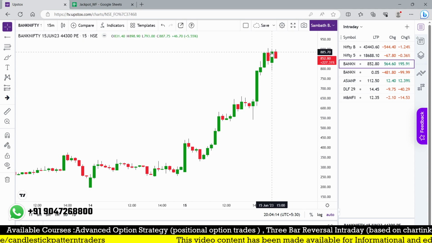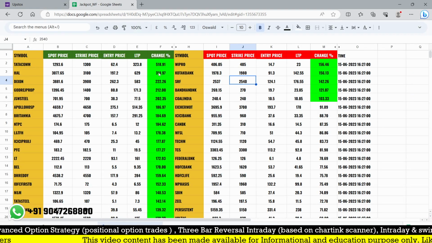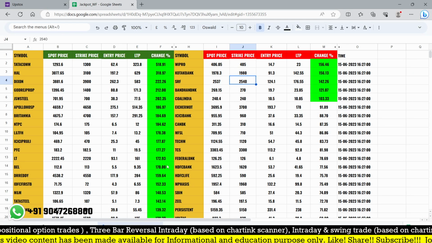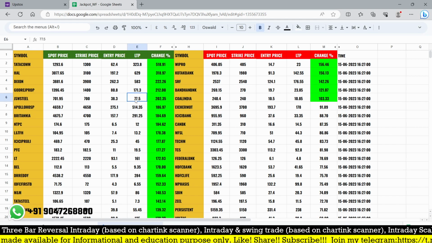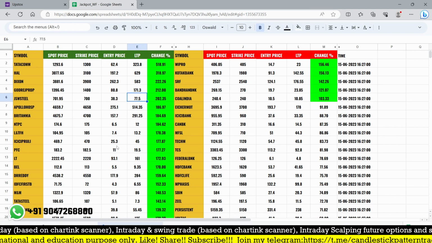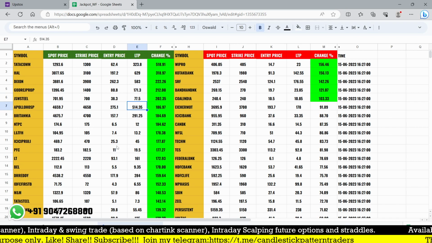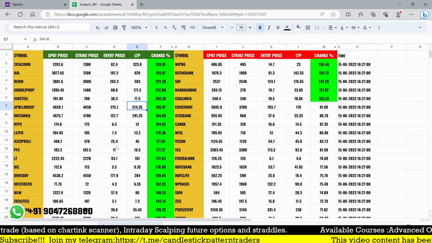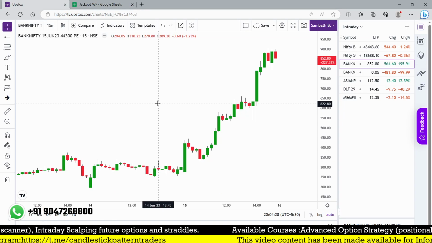And DLF may be a stop loss, but we have a lot more stocks which are moving as per our expectation. And look at the JSW, that has also been moving well. Apollo Hospital today performed well. These are all the trades which were triggered earlier. Look at this, 4650 Apollo Hospital.